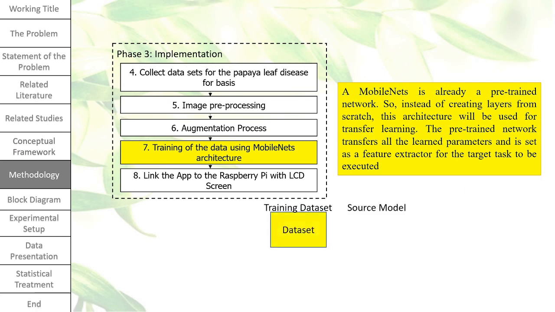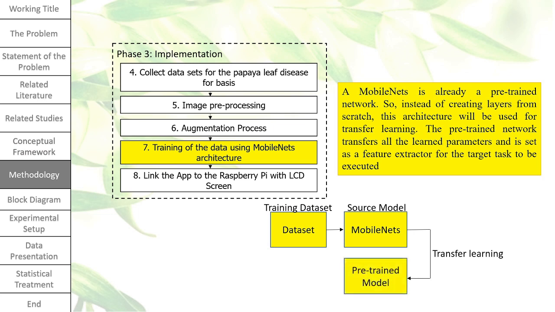From the datasets, in which the source model is MobileNets, transfer learning will happen. And then there will be the pre-trained model, then the classifier. With this, we can now have the predicted output.